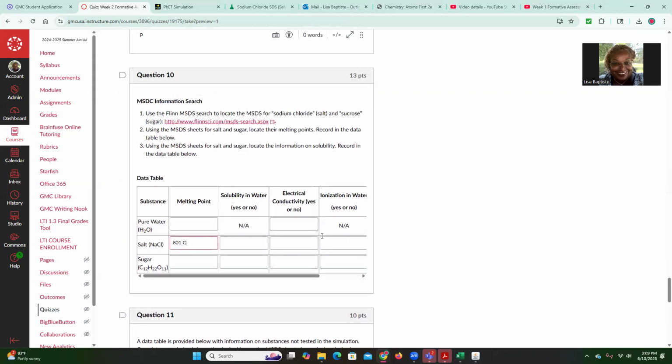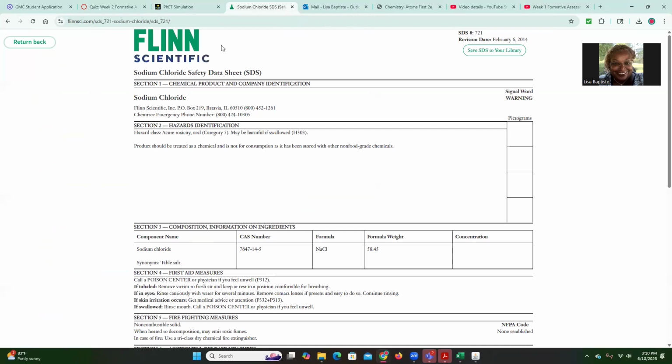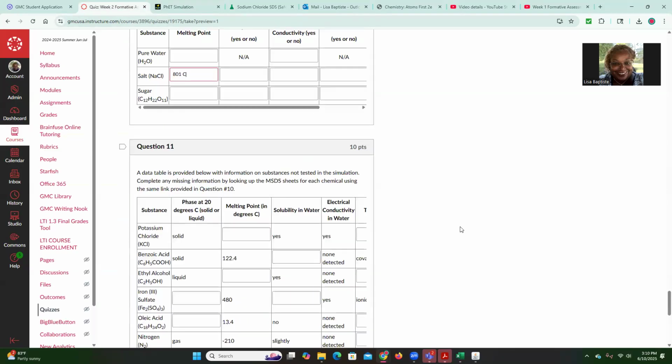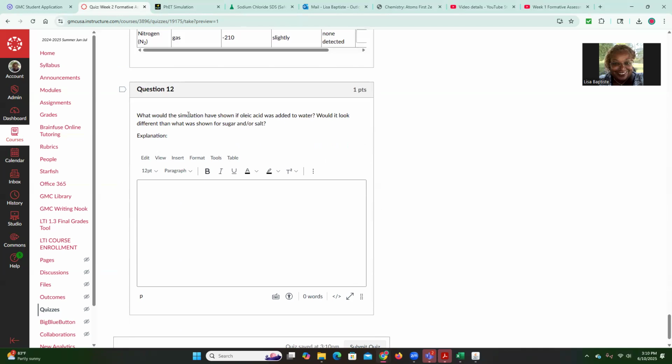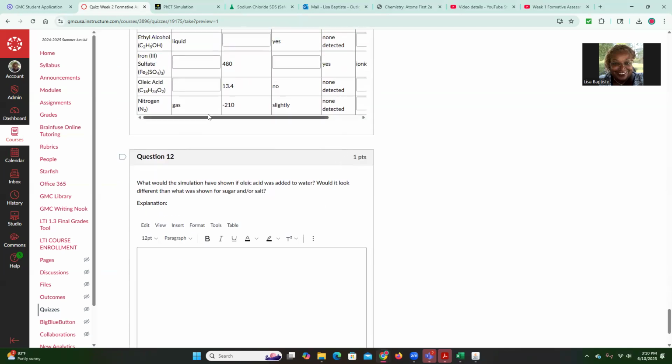So just to give you a heads up, okay, sodium chloride, remember, is salt. Sucrose is the actual name for sugar. And so that's how you'll look it up on the sheets. If you have any questions as you're going through this lab, oh, let me go through the last one. So, what would the simulation have shown if oleic acid was added to water? So, based on your information here, how would it look and how would it be different from sugar and or salt? So, you're going to explain that.